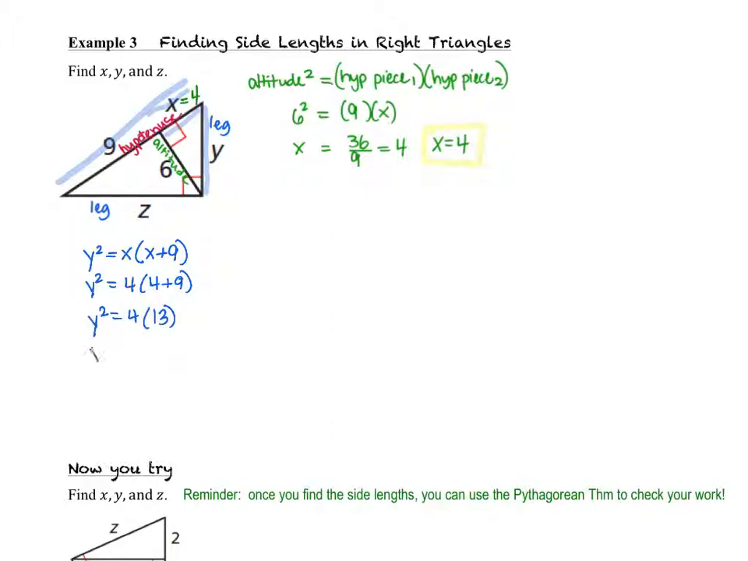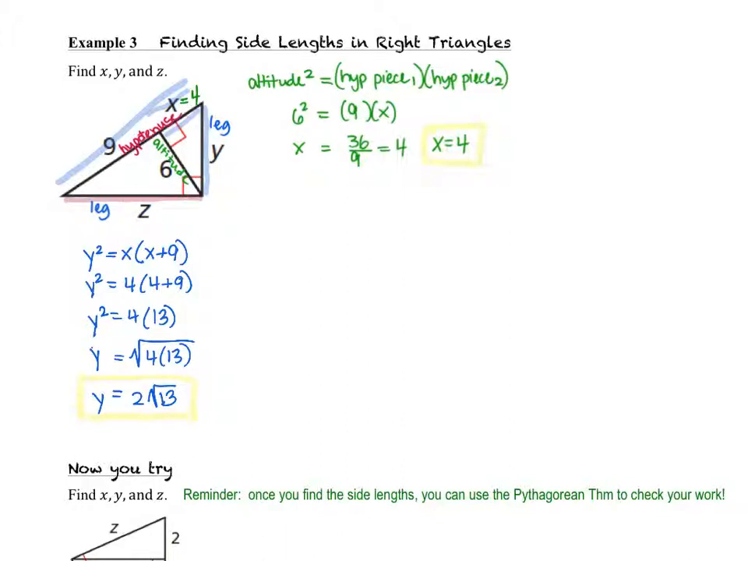Of course, we square root both sides, and we end up with y is equal to the square root of 4 times 13. And 4 is a perfect square, 13 stays inside the radical, so we end up with y is equal to 2 radical 13. Just a reminder, this time we're not doing the plus or minus, because we're talking about lengths, and lengths cannot be negative.